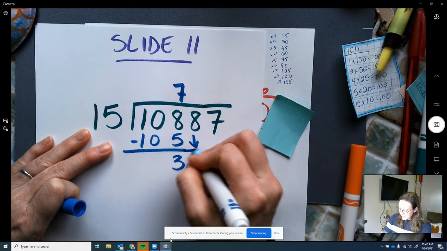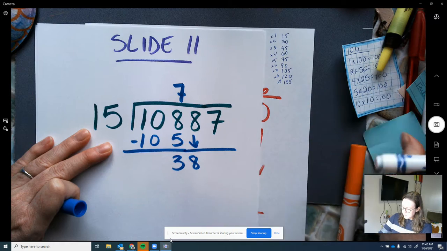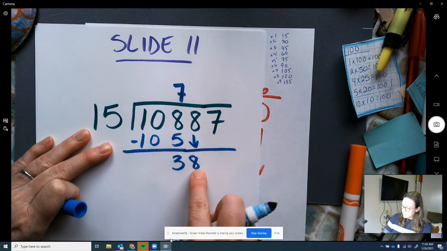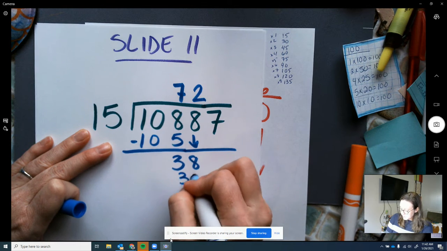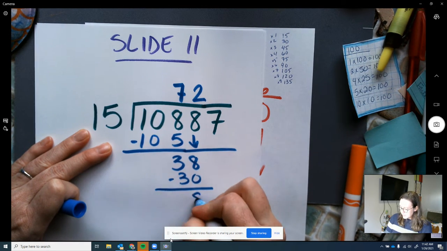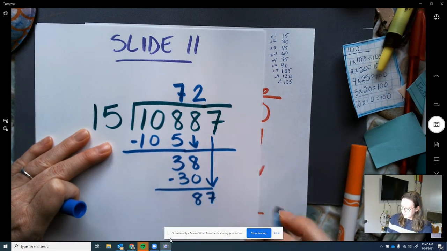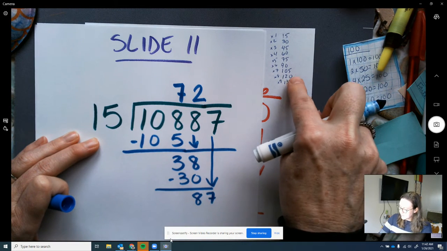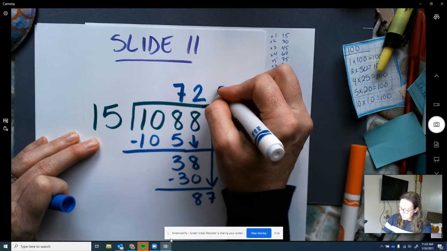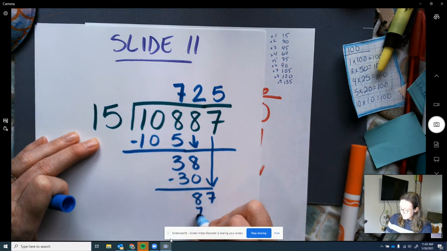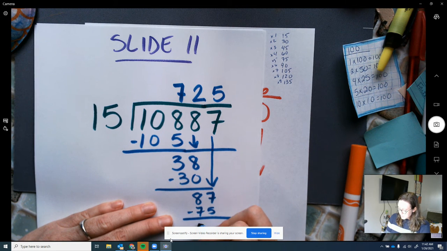I'm going to bring down my 8. 15 goes into 38. The closest without going over is 2 times. 15 times 2 is 30. I have 8 left. I bring down my 7. 15 goes into 87. See, the closest I can get without going over is 75, and that's times 5. So 15 times 5 is 75. I subtract that. I do not have to borrow, but I do have 12. Is that right? Yep, 12 left over.